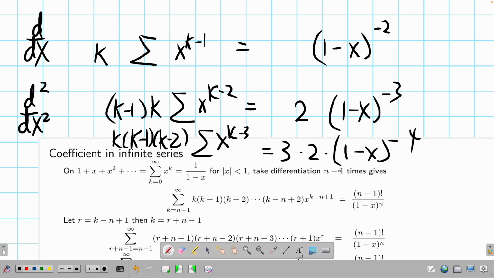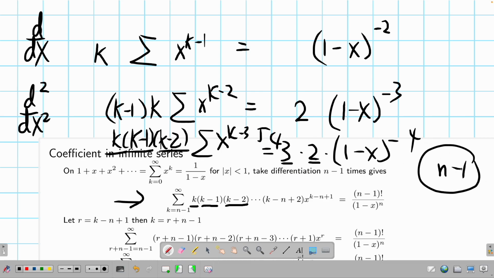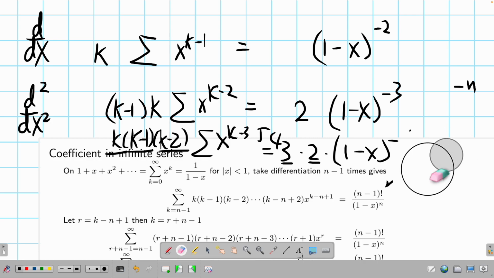So now you see what I will have. If I do it many times, I will get this: k, k minus 1, k minus 2, and so on until I stop. And here I will have 3, 2, and then the next one will be 4, 5. If I keep doing it to n minus 1, then I will have n minus 1 factorial, and on the power I will have negative n. Similarly for this I will stop at n minus 1. These two combined will give me the 2. So that's how you get this one.